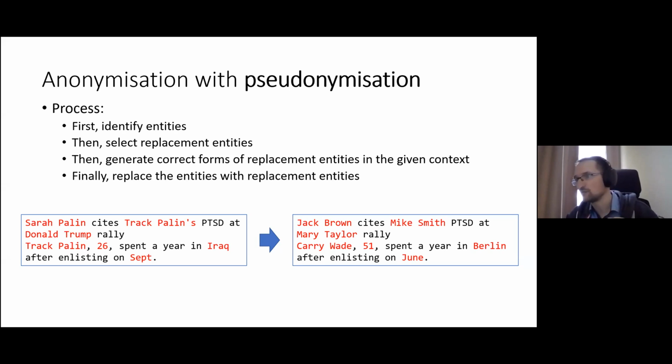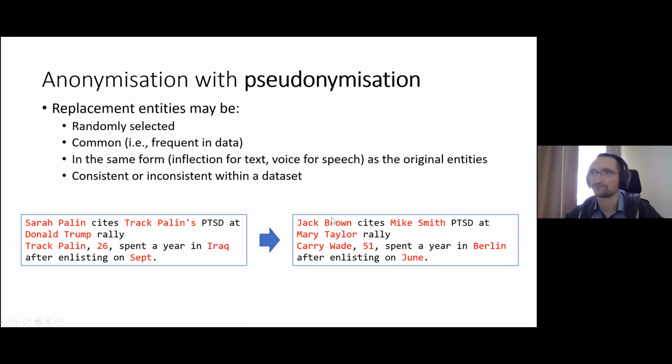So here you see an example where I have pseudonymized the text, but I have used canonical forms. I have broken syntax in the pseudonymization process. So for some languages, it would be very important that we inflect the entities, the replacement entities, in the correct surface forms for many languages. So the entities could be randomly selected from a large set of entities.